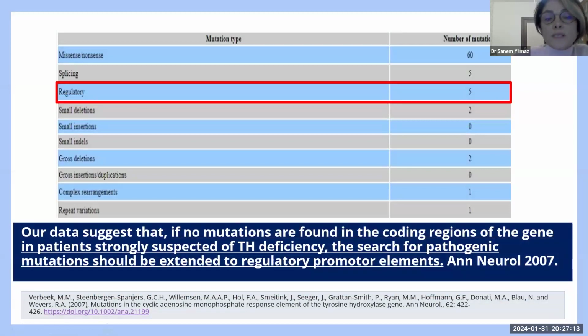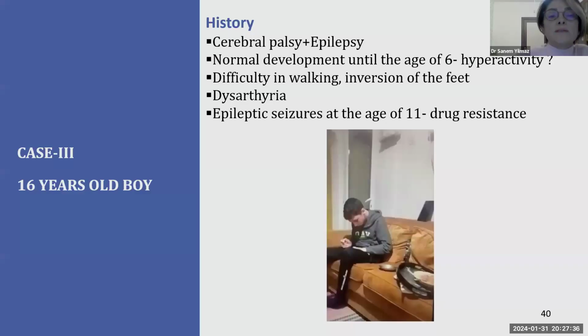So this was reported in the literature, and they thought that if no mutations are found in the coding regions of the tyrosine hydroxylase gene, the search for pathogenic mutations should be extended to regulatory promoter elements. So in a case where we suspect neurotransmitter disorders or any kind of disorder, we should be sure that the laboratory is studying all the pathogenic or genetic mechanisms that may cause the disease.